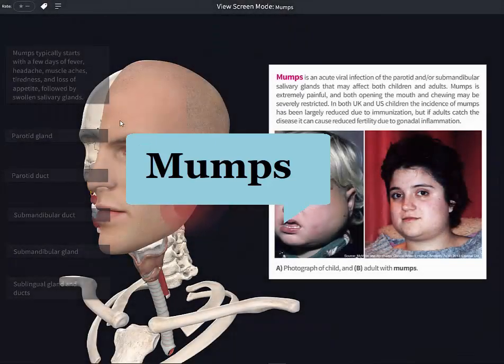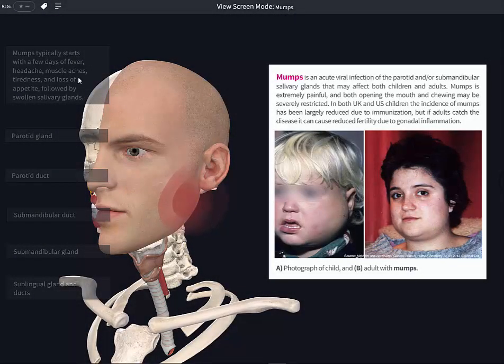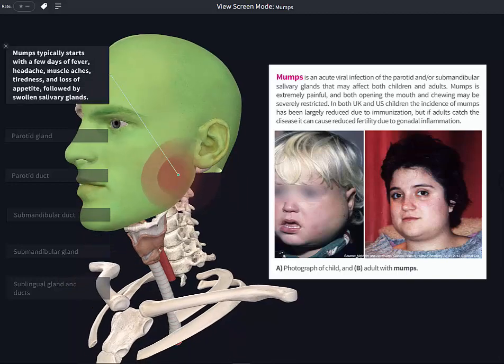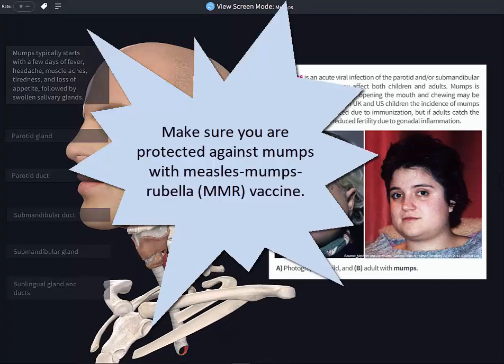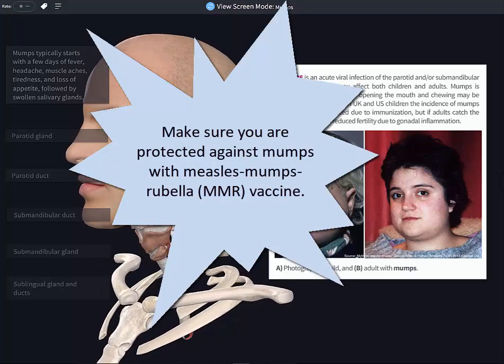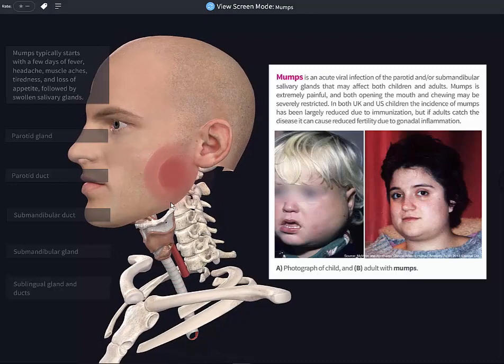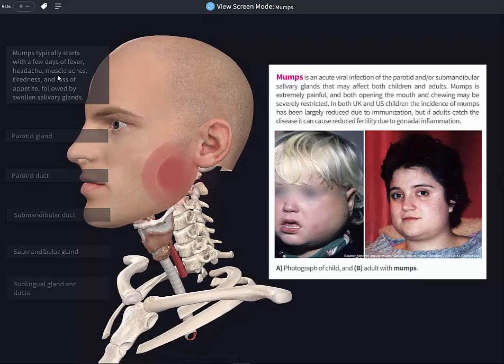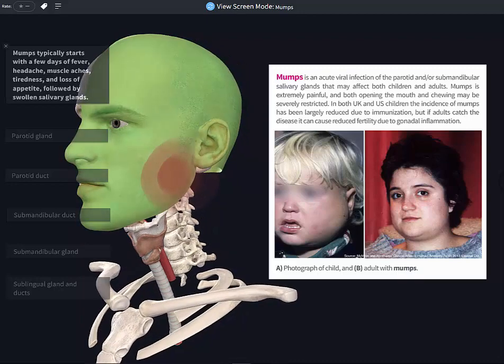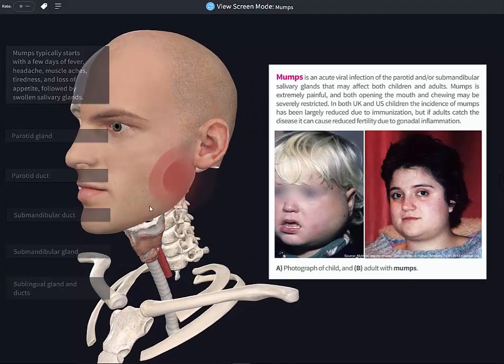Speaking of the parotid gland, why don't we throw in another clinical correlation, which would be mumps, right? Mumps is a very acute and also a very painful viral infection of the parotid and/or the submandibular salivary glands. This can affect both children and adults, and you typically have several days of fever, headache, and muscle aches, maybe also tiredness and loss of appetite, followed by swollen salivary glands.